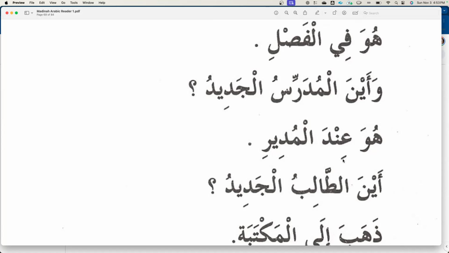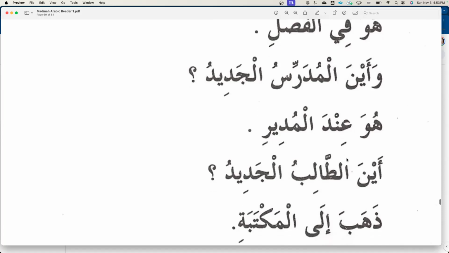Does it also mean have? Yes, it also means to have, in the sense of with someone, at someone, on someone, next to someone. Okay. So, هو عند المدير, he is with the principal. Exactly, very nice.